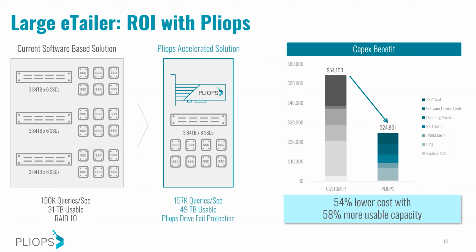With a PLIOPS accelerated solution, you can deliver essentially the same performance, but with 1/3 the servers, 58% more capacity, and with very efficient high performance drive fail protection. And in this case, the customer saw over a 50% drop in CapEx. This doesn't count all the power savings, everything else that'll be so important to all customers, but just shows the tremendous efficiency that can be gained by using the right product for the right challenge.